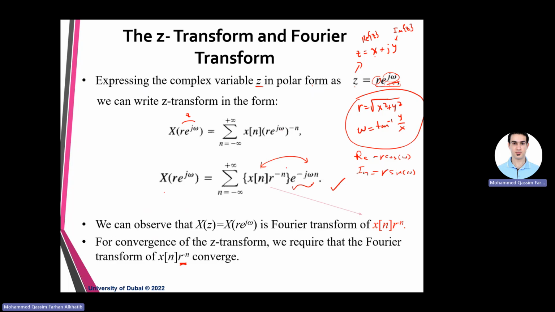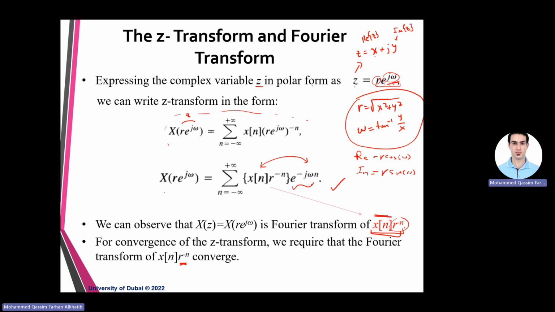Okay, so usually we are not doing this substitution of z into r e to the power j omega. It's just to show you that the Z transform is basically a Fourier transform when you substitute this expression. So we can observe that X of z equals X of r e to the power j omega is a Fourier transform of this expression. So basically your input signal x of n is weighted by r to the negative n, then you apply the Fourier transform to that expression.